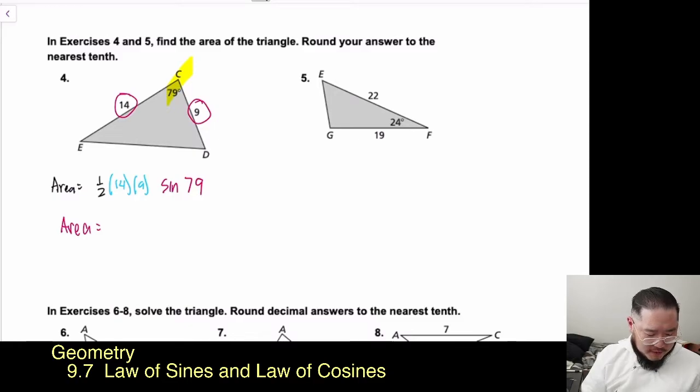It is approximately 61.8. And since they don't give us any unit of measure, we'll go ahead and put units squared. Okay? And there's your area.